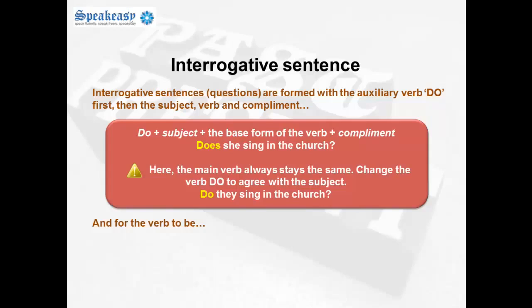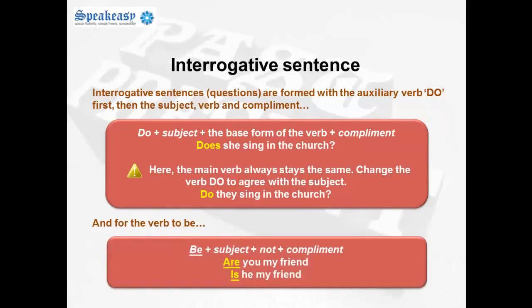For interrogative sentences, which are basically questions, we form these with the auxiliary verb do, then the subject, verb, and complement. Does she sing in the church? Here the main verb always stays the same. Change the verb do to agree with the subject. Do they sing in the church? And for the verb to be, are you my friend? Is he my friend?